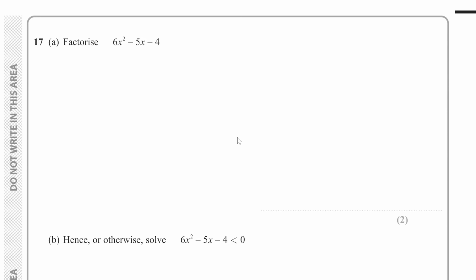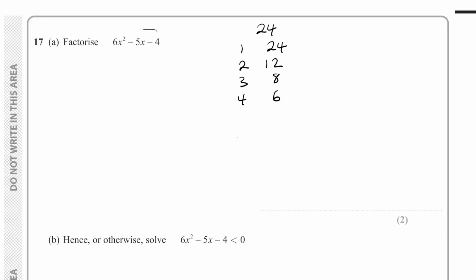Question 17, factorize. So it's going to be double brackets. We've got a number in front of our x squared. So I'm going to do my a times c, my 6 times negative 4, which is going to get me negative 24. The sign's probably not going to be important. 24 is 1 and 24, 2 and 12, 3 and 8, or 4 and 6. How can I make a negative 5 from those? It's the 3 and the 8.